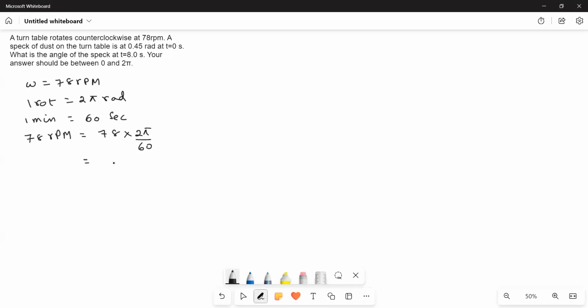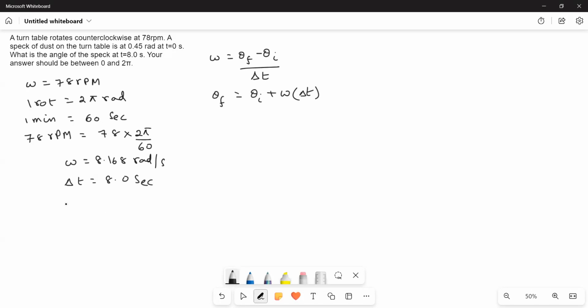That gives a value of 8.168 radians per second. Now the formula is omega is equal to theta f minus theta i divided by delta t. We have to find theta f. So theta f is equal to theta i plus omega times delta t. Here we found omega, and delta t is given as 8 seconds.